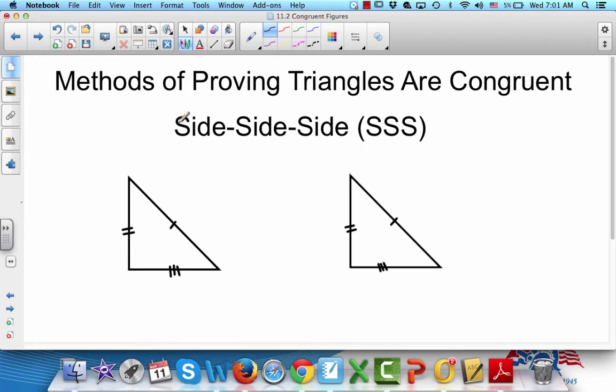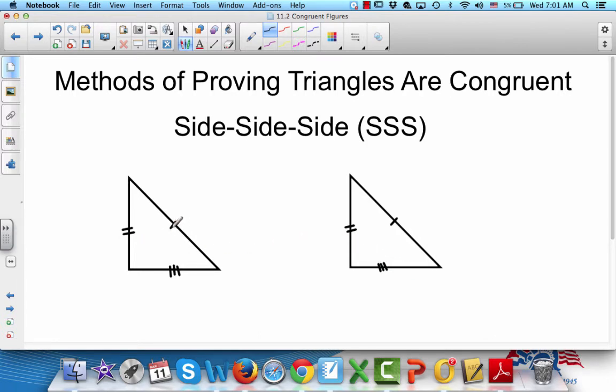All right, there are three methods of proving triangles are congruent. The first one is called side, side, side. The reason it's called side, side, side is because you have three sides in a triangle, and if all the sides in the triangles are congruent, that means the triangles are congruent.